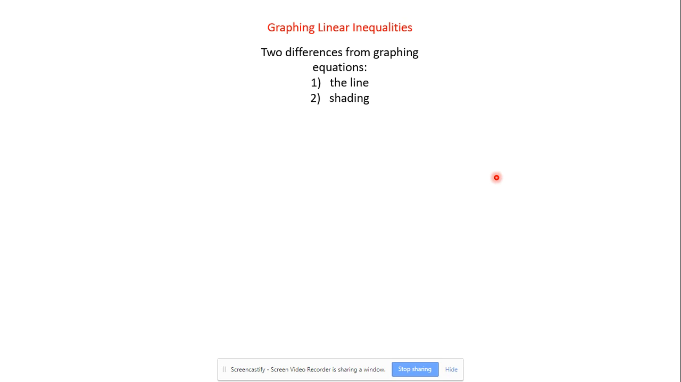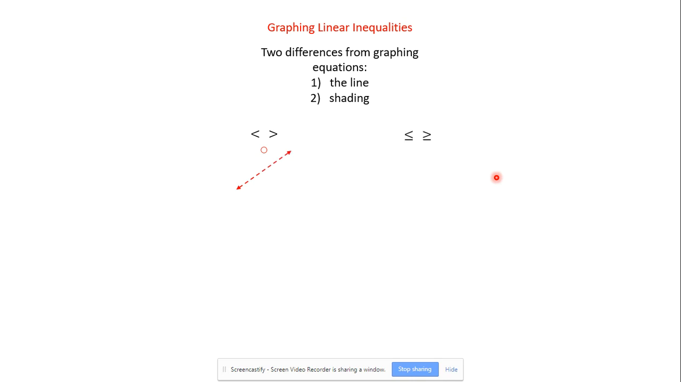So, back to the line. Remember, we have different dots for the different symbols. So for less than or greater than, we have an open dot, an open circle. It's one that's not filled in. Well, when we're graphing, we have an open line. What would an open line look like? Something that's not filled in. That would be a dotted line.